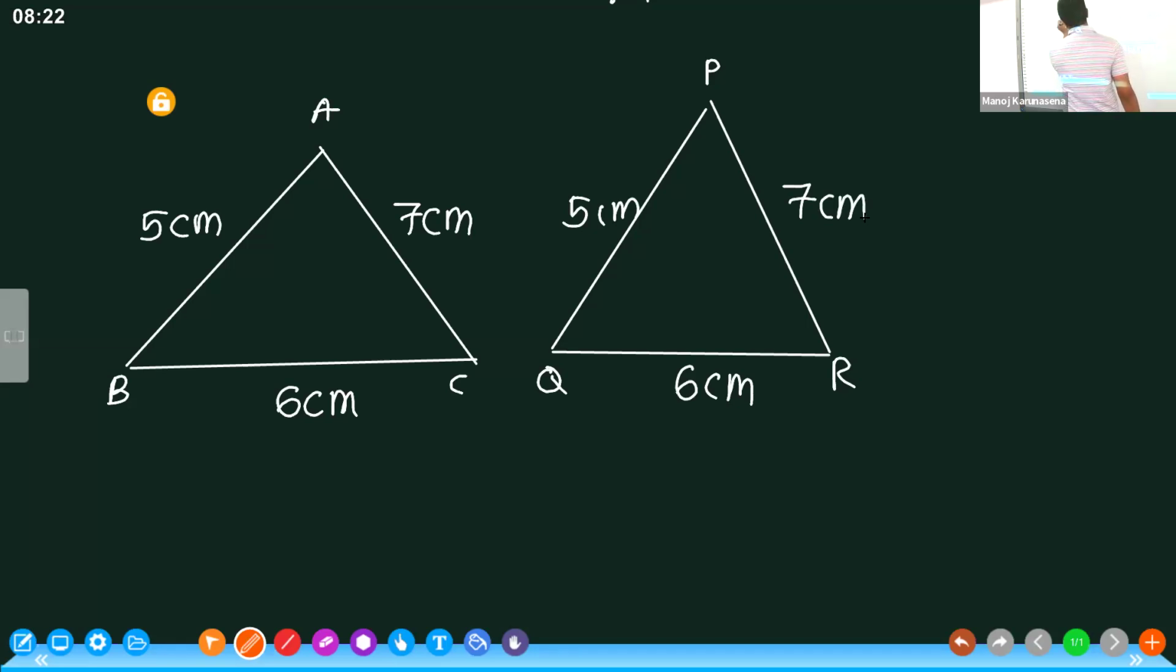The magnitude of angle A is, let's consider it as alpha degrees. So this is also alpha degrees.